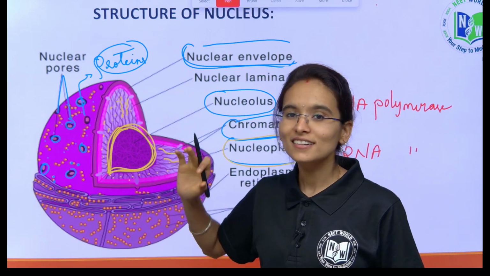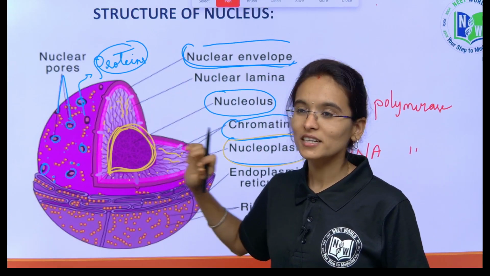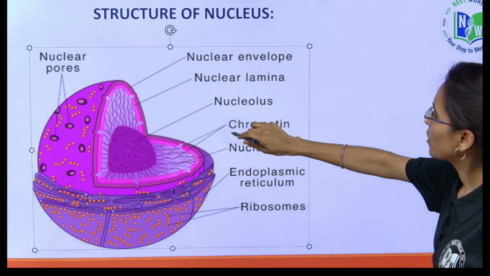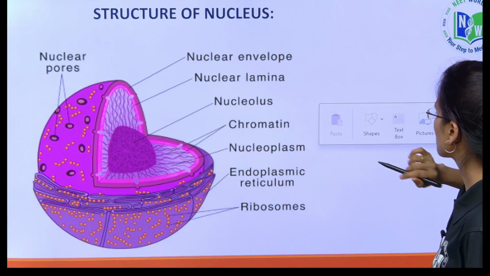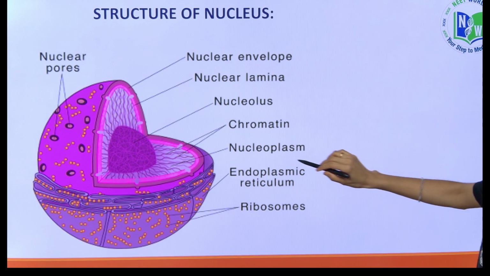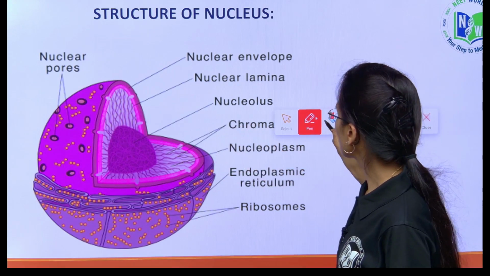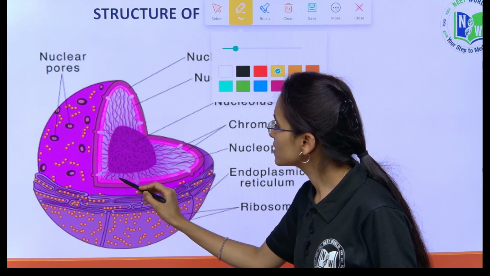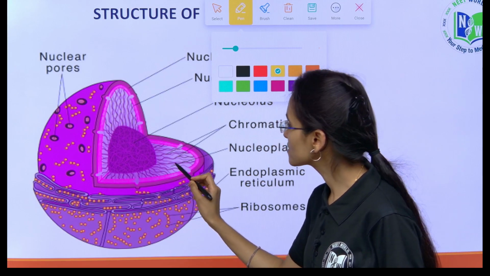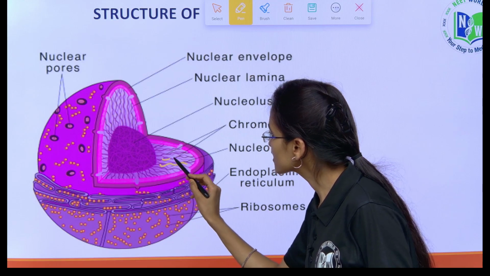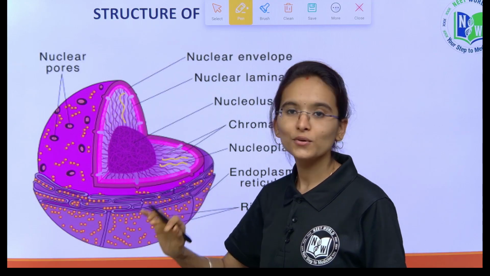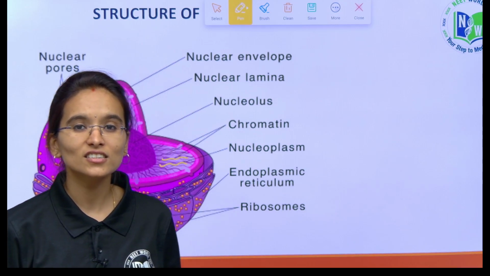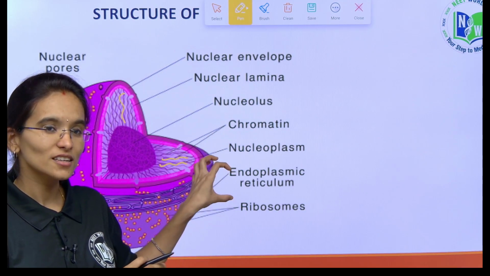So now next, discussing the chromatin material. What is chromatin material? See here now. So here, can you see some thread-like structures present inside this nucleus? Can you see, children? See here. These are thread-like structures which are present inside the nucleus. So chromatin material is nothing but the colored network of thread-like structures which are present inside the nucleus.